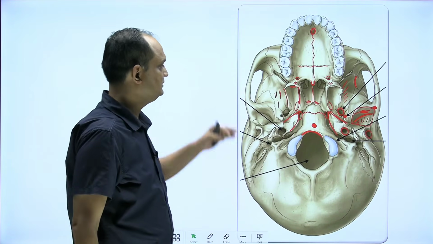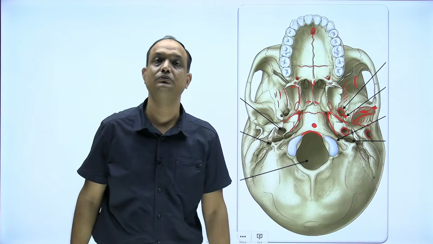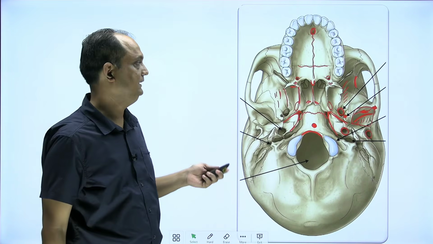Clear? So, this much of the markings you should know till now after seeing my first and second parts of Norma basalis. So, this is all for the session.